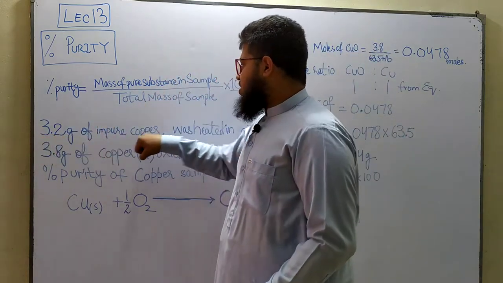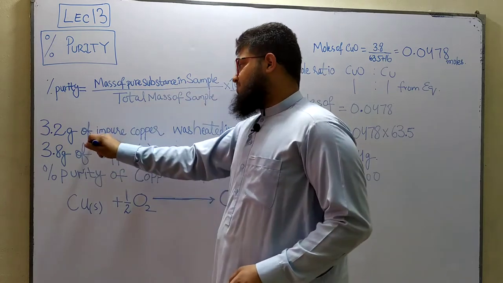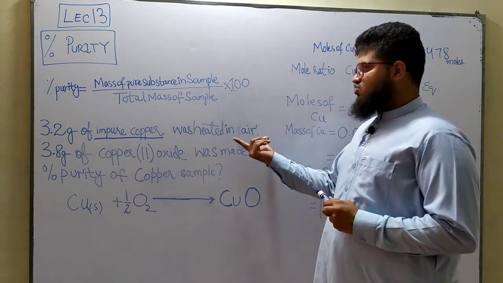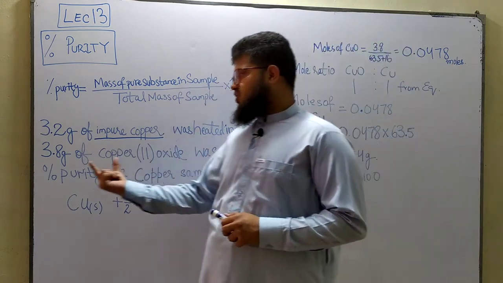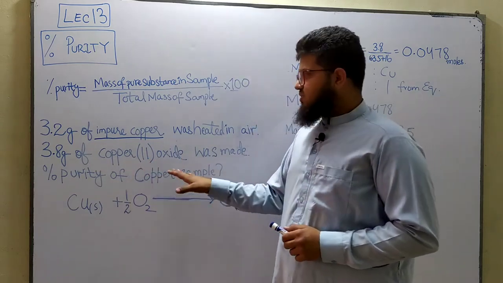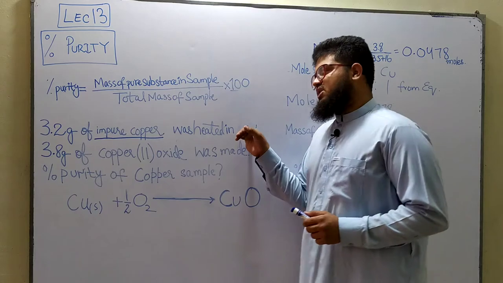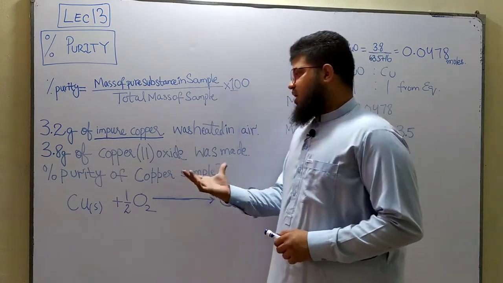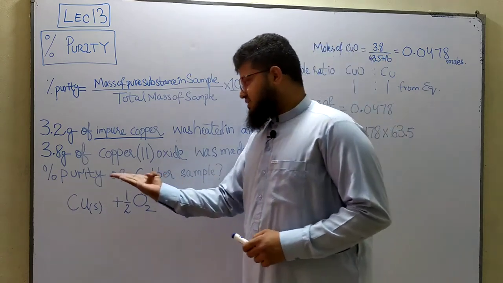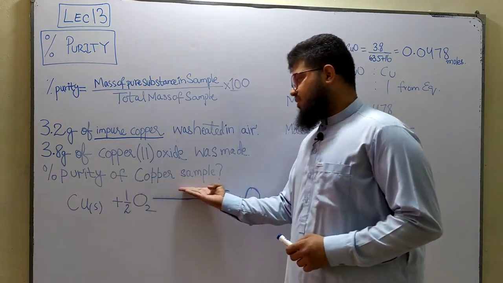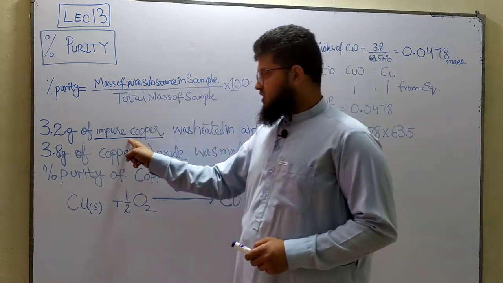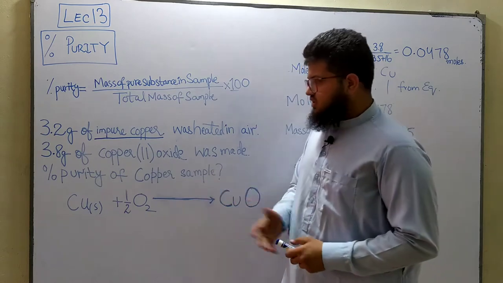3.2 grams of impure copper, okay, this is our sample, was heated in air, and as soon as it was heated in air we got 3.8 grams of copper(II) oxide as a product. So this means the copper must have reacted with the oxygen present in the air to form this product. Now what is the percentage purity of the copper sample? Now guys, they've asked us the percentage purity of copper, not the copper oxide. Okay, percentage purity which was present in this impure copper. So now let's get started.